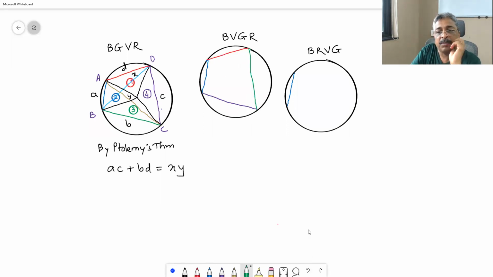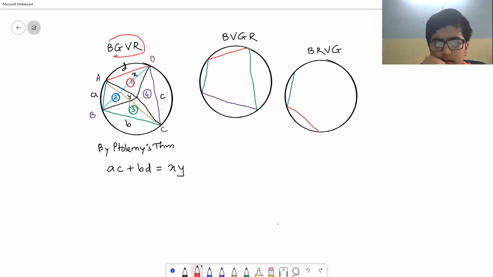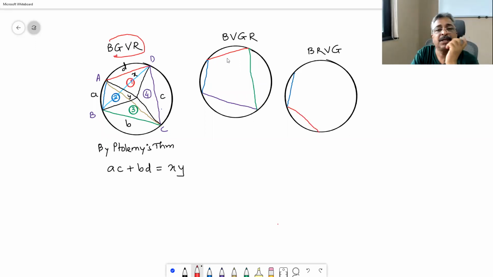And in the other diagram, blue followed by red. Red is going to look like this. Violet and green. See, BRVG anti-clockwise is the same as BRVG clockwise. Yes, sir. So it will not help us.